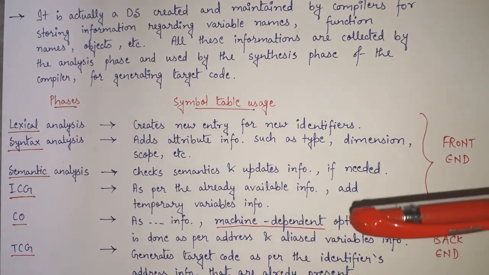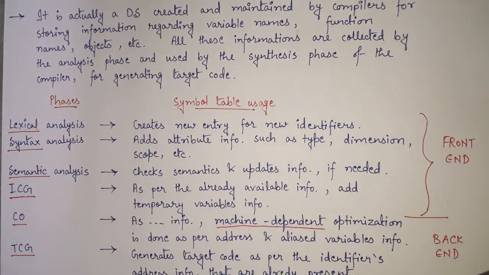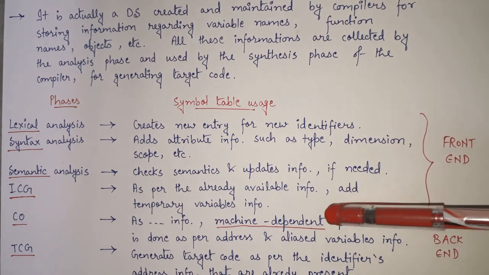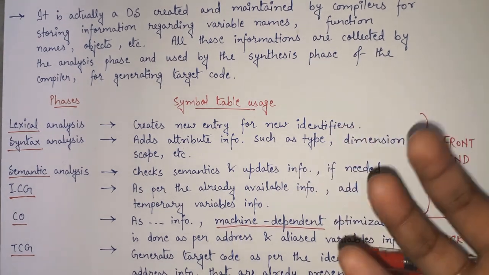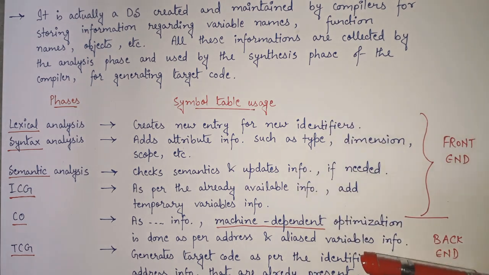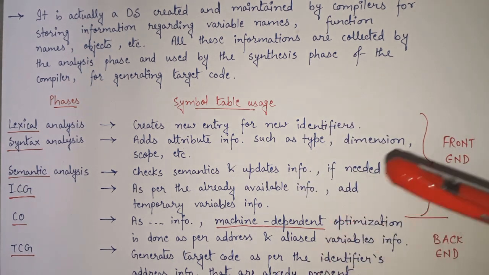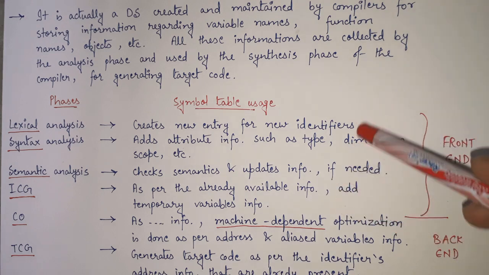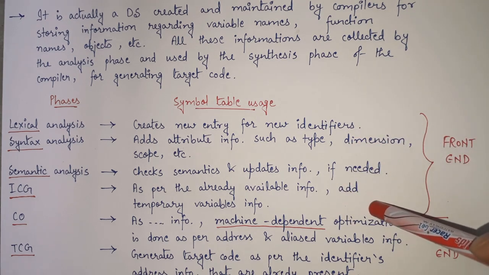What do I mean by machine dependent or independent? For example, I have a new machine, and we want to make a compiler for it. You can take the first 4 phases directly from any other compiler, but these 2 you have to make as per that particular machine. These 4 phases are something that will work on every machine.